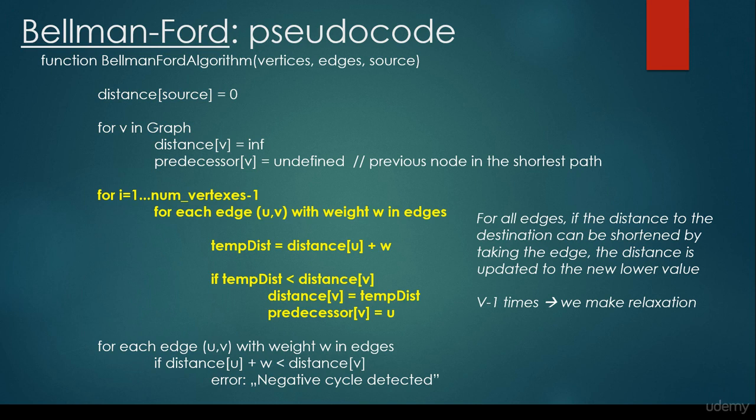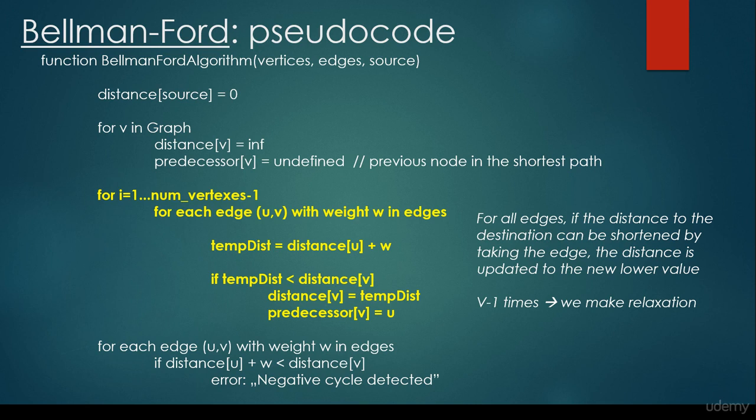Then basically this is the core of the Bellman-Ford algorithm. We are going to relax all the edges at the same time. We have been discussing it and we are going to do it V-1 times. So for all edges, if the distance to the destination can be shortened by taking the edge, then the distance is updated to the new lower value.